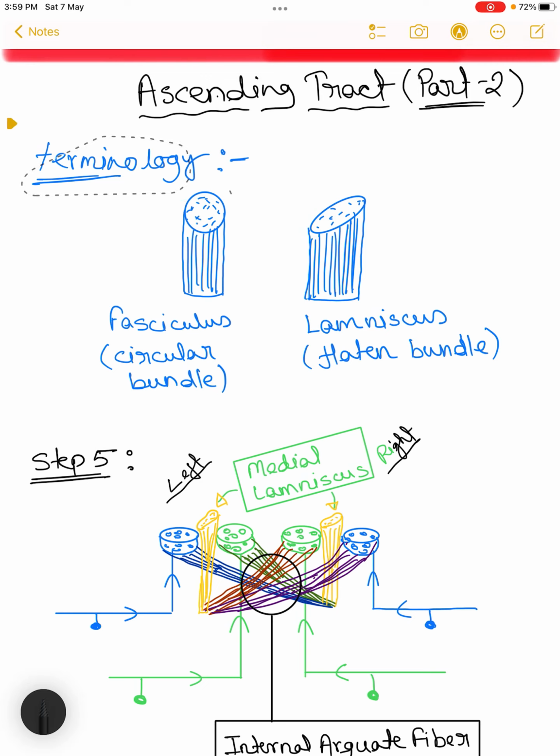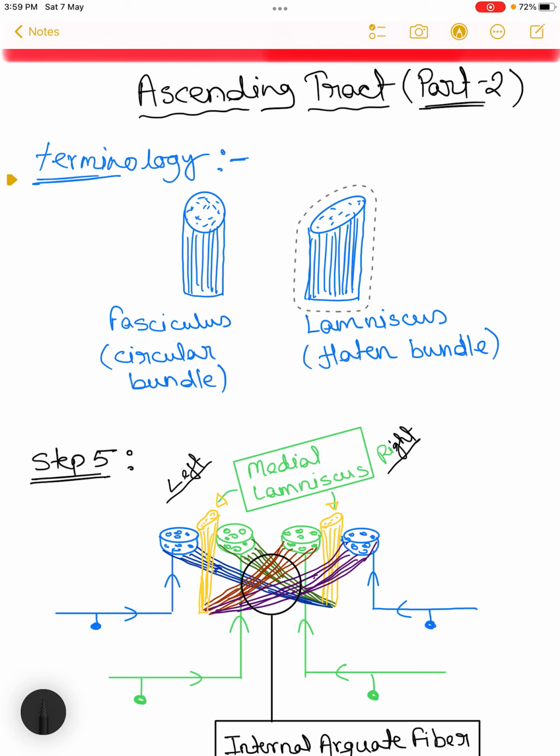Focus on this diagram. You will see a circular bundle of axons in cross section. Focus on this circle above, right? Now this is known as fasciculus. So what is fasciculus? You know that.